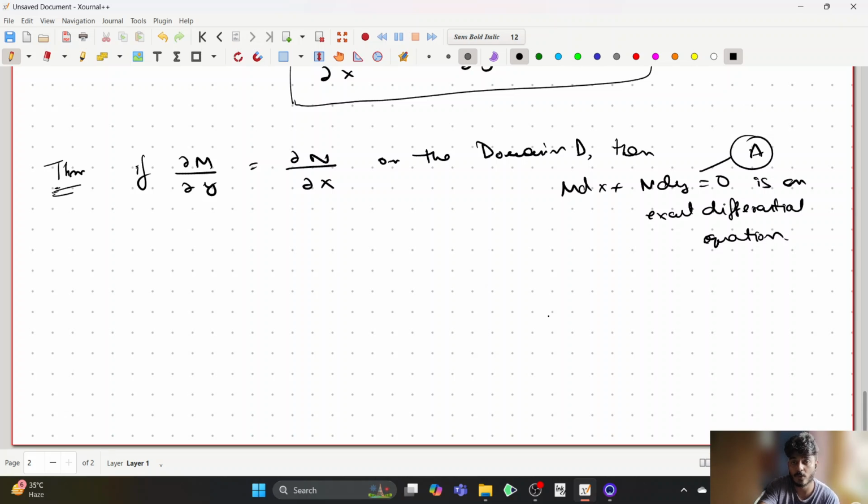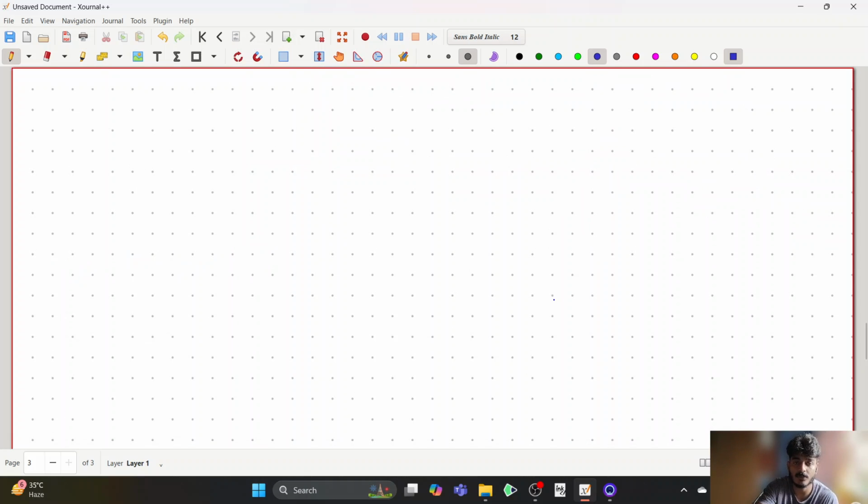So we'll try to prove this, and the proof is, I won't say it's complicated, but it's sort of a constructive proof. So we will construct the function which will act as f, whose partial derivatives are m and n respectively. Fine. So let us move on to the next page.